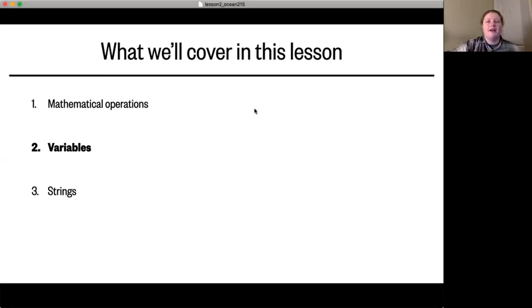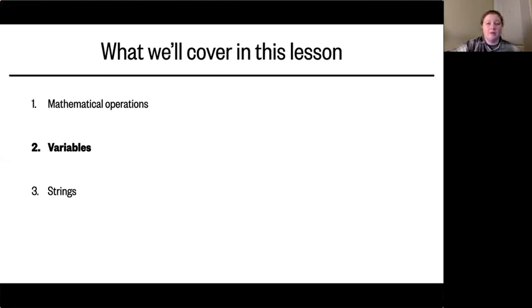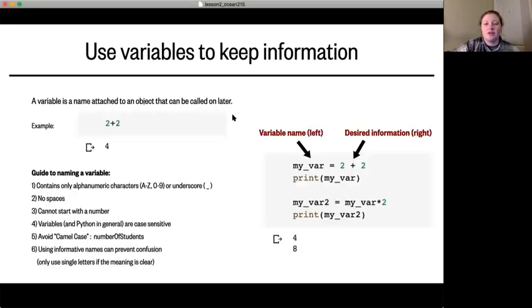Welcome back. Our next topic in this lesson is variables. In the last section, we talked about using Python to calculate values. But what happens when you want to save that value to use it later? Well, in that case, you can use a variable. A variable is a name attached to an object that can be called on later.